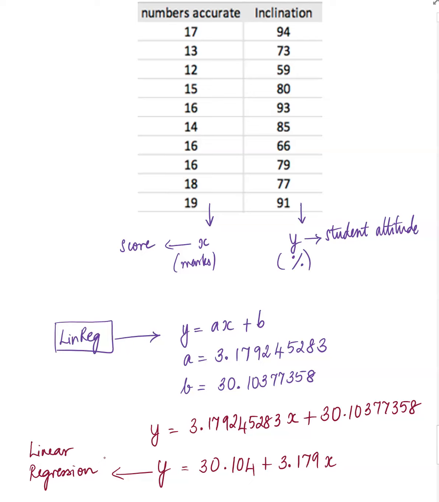So the calculator makes it so easy for us. The actual calculation, the formulas are really, really tedious. So we used a couple of examples to come up with a way to use the calculator to find the A and the B, which in this case, A is your slope, right? And your B is your y-intercept. Together, we put them together to form the linear regression equation. We got the equation to be y equals 30.104 plus 3.179x.